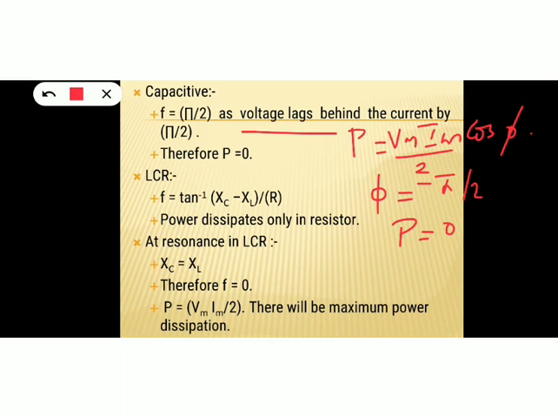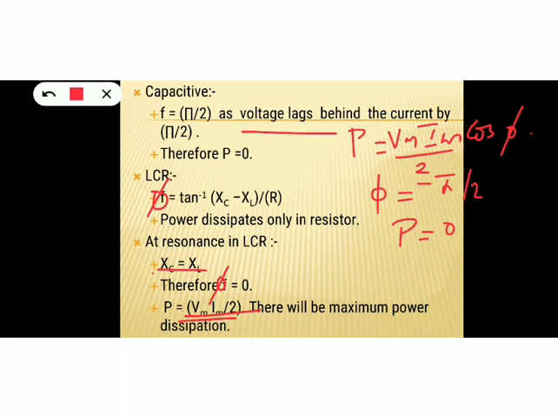And for an LCR circuit, the expression for phi is tan inverse of Xc minus XL by R, and power dissipation occurs only in the resistive part, because for inductive and capacitive circuits, power dissipation is 0. And at resonance, what is the condition for resonance in LCR? It is Xc equal to XL, and when Xc is equal to XL, phi will be equal to 0. So, power P is equal to Vm Im by 2. Again, there will be maximum power dissipation in the LCR circuit also.